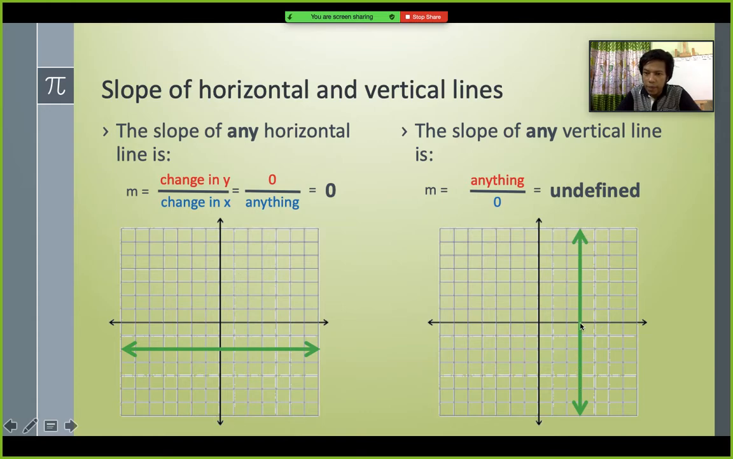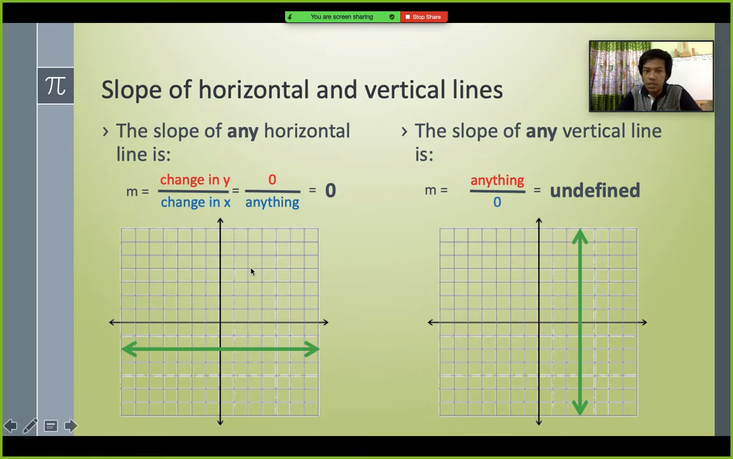Take any point. What is the value of this point? 1, 2, 3. So this is 3 comma 0. What is the value of this point? 3 comma 1. And this point? 3 comma 2. See that 3 is fixed. This is the x value, and the x value is not changing. That's why x is not changing. This is fixed.